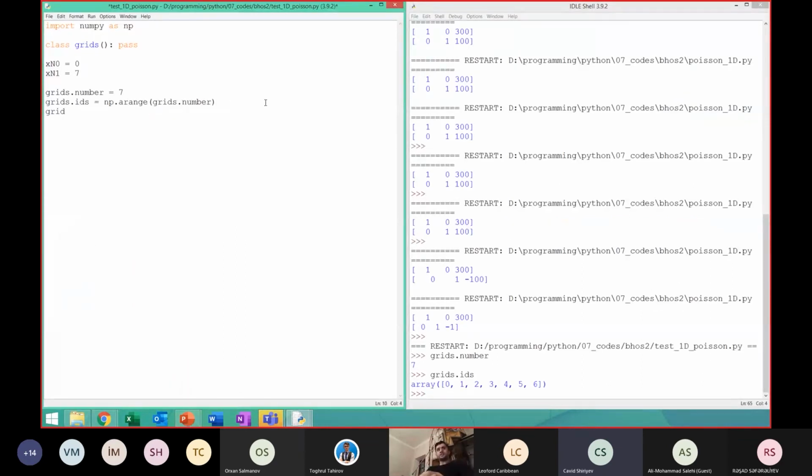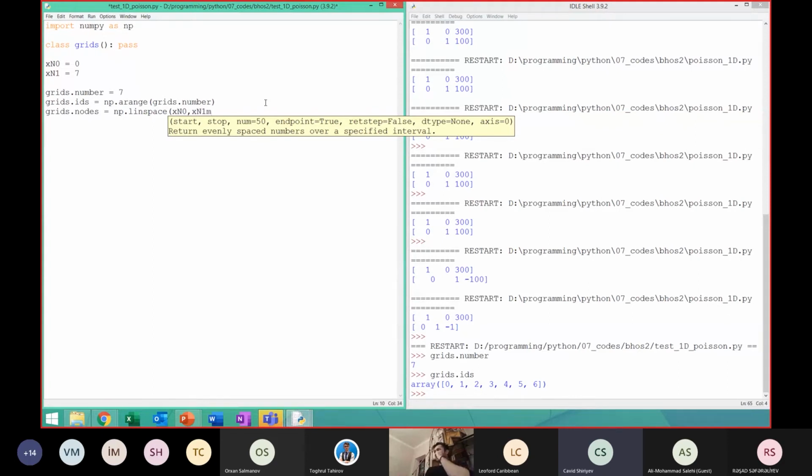Now if I want to generate the x coordinates of the nodes, I will just type grids nodes, and I'm going to use the linspace of numpy. My starting point is going to be x0. The end point is going to be x1, which are the node points. Everyone can unmute now, but please make sure to mute if you're not asking a question. So I have the left-hand side of the domain and the right-hand side of the domain.